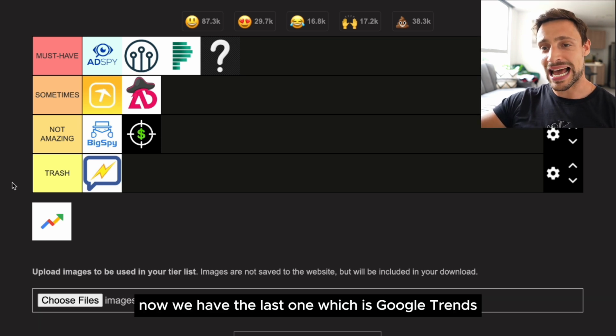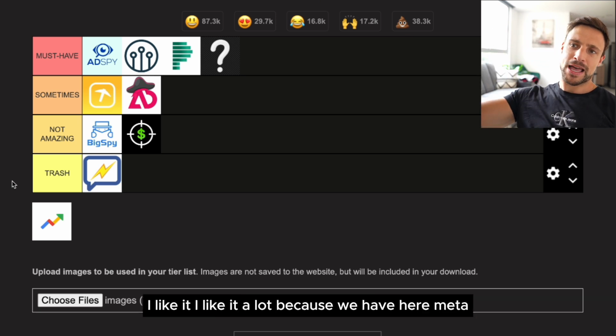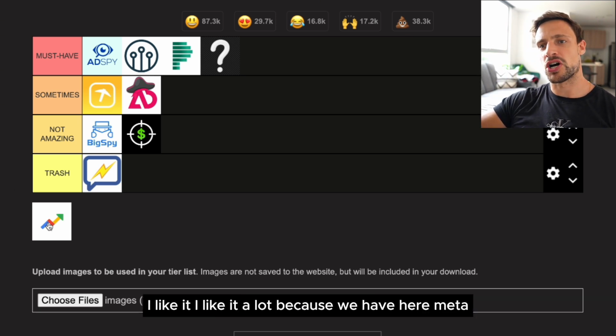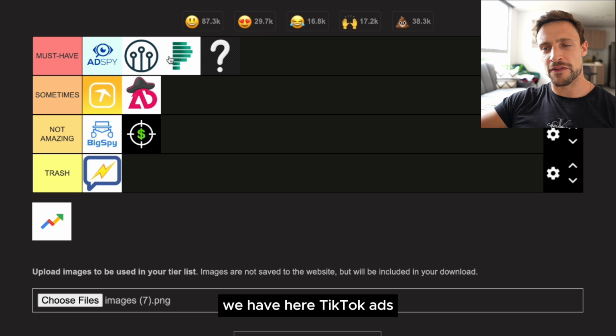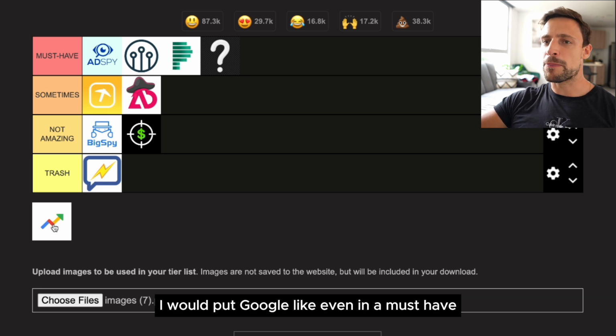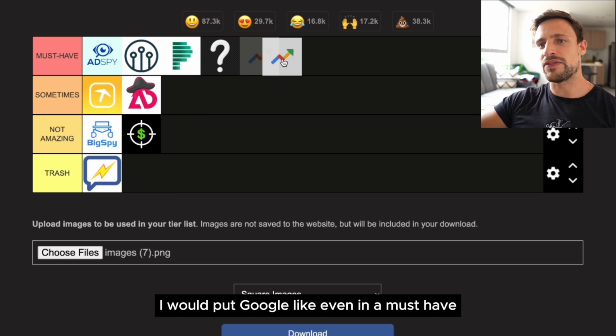Now we have the last one, which is Google Trends. Google Trends, I like it. I like it a lot because we have here Meta, we have here TikTok ads. I would put Google even in the must-have.